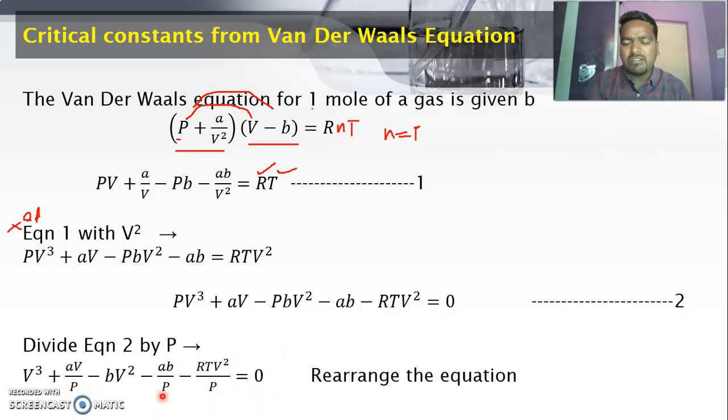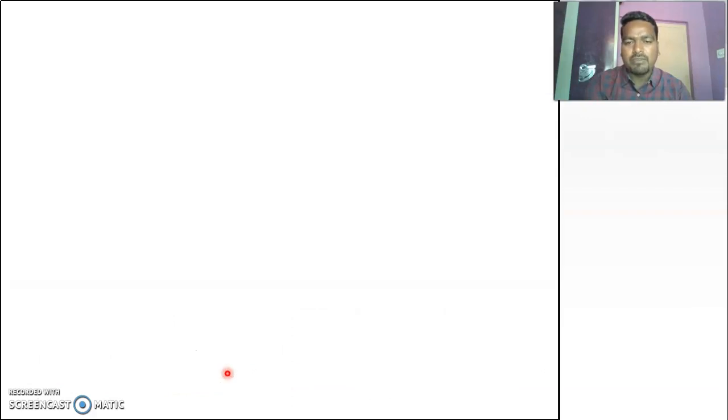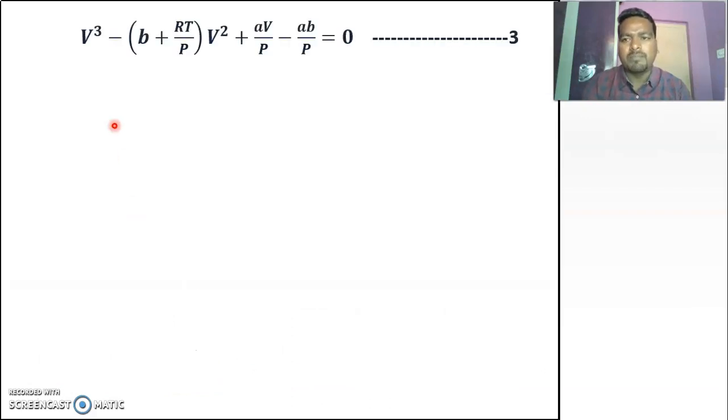Then in this equation, some common terms are there: BV square and RT V square by P. So V square is common, and we can simplify this. If you further simplify this equation, you are going to get equation 3, that is V cube minus V square into (B plus RT by P), plus AV by P, minus AB by P is equal to 0. And dear student, this equation is a cubic equation, and the cubic equation has 3 solutions.